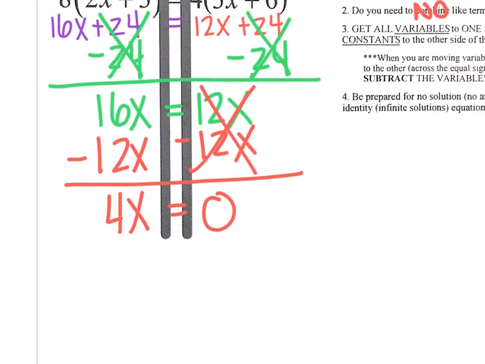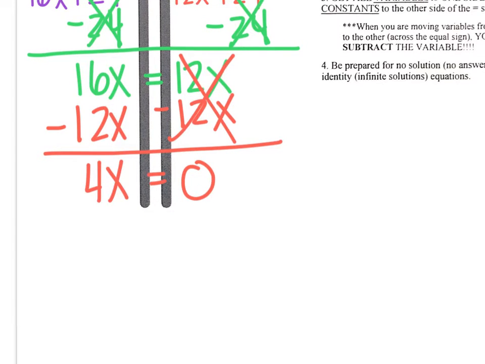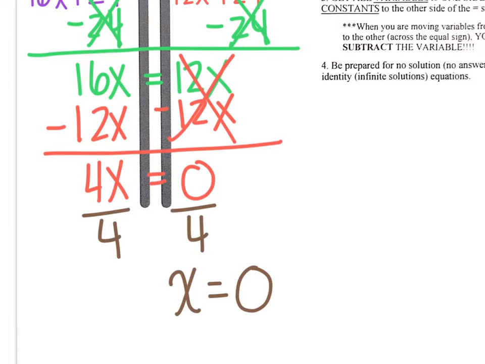Now, when you need to solve this 4x, you divide both sides by 4. 0 divided by 4 is simply just 0. Yes, last time we got a decimal, now we have the number 0. 0 is a number. You are allowed to get 0 as an answer. Okay?